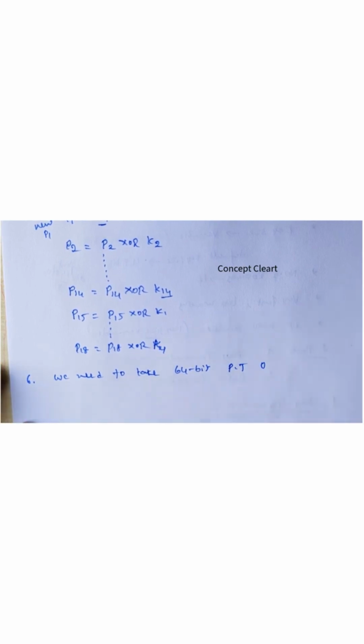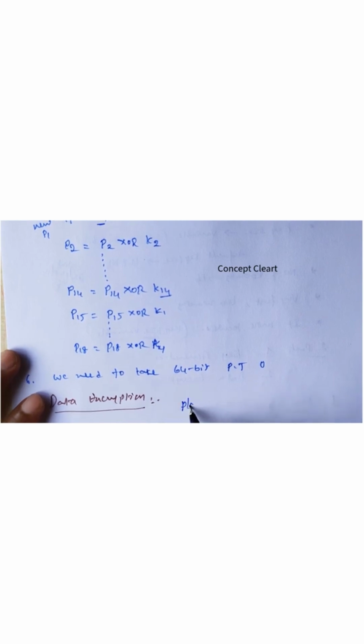And the second part is what? The second part is data encryption. We will see one block diagram for data encryption, how the data will be encrypted. Okay, here what is the plain text? The plain text size is 64 bits.